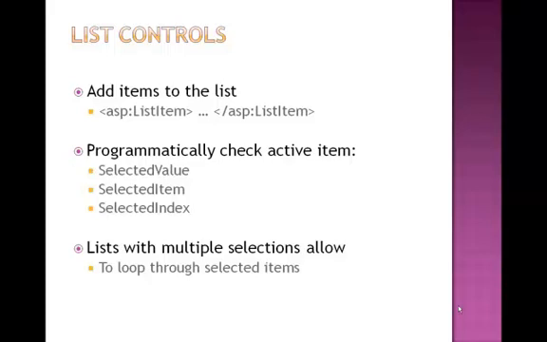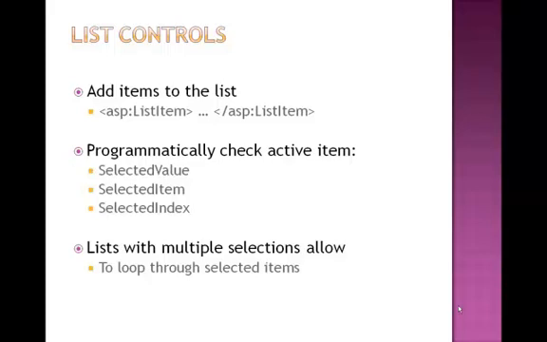And when you do that, you can programmatically check the active item of, for example, a drop-down list by looking at its currently active selected item, which will be represented within its selected value, selected item, or selected index properties. Selected value returns a string that contains the value of the selected item. If it's, for example, a text saying that this is my first item, it would be represented with a string.